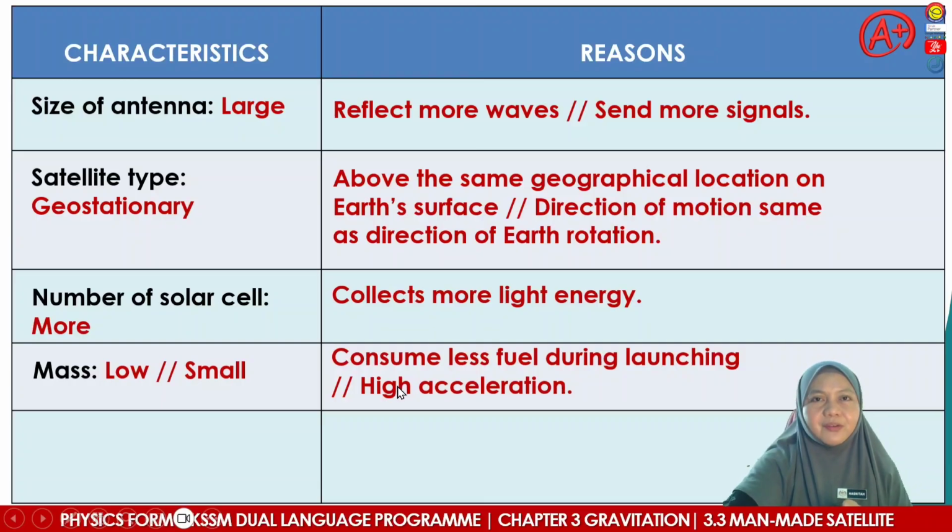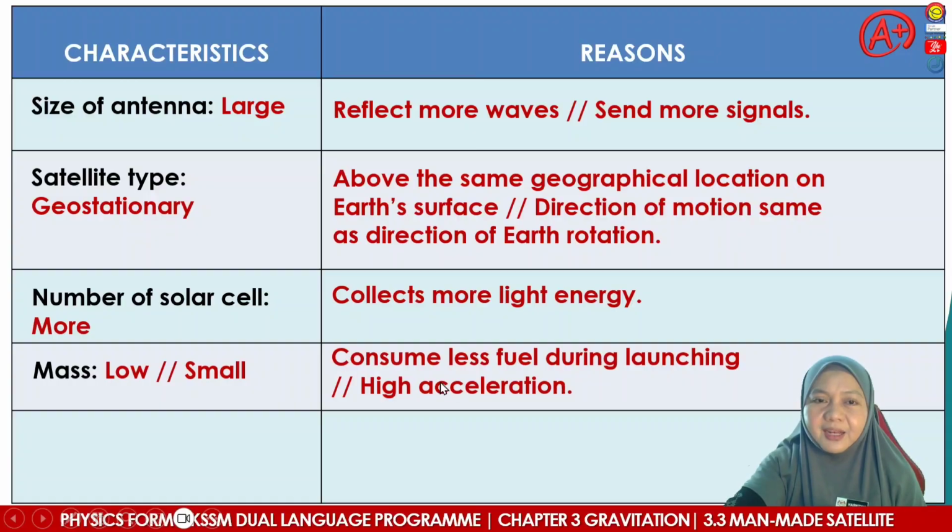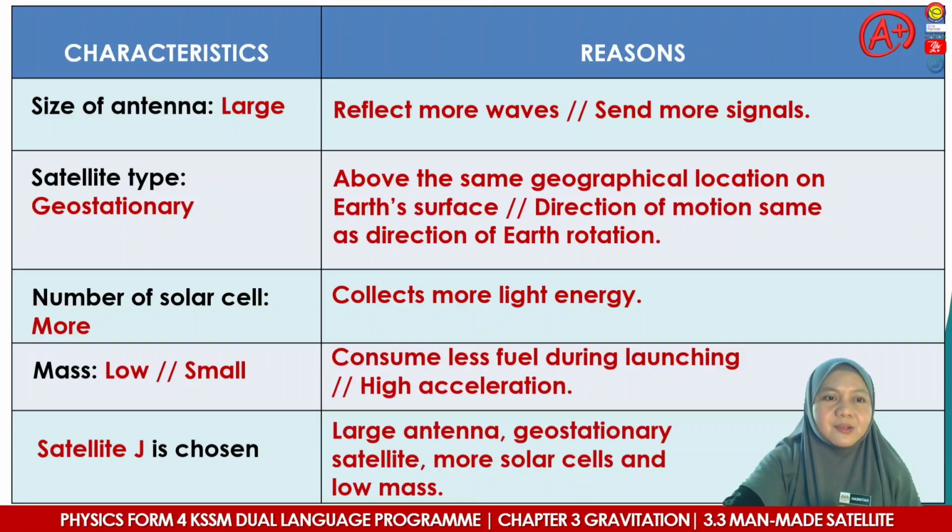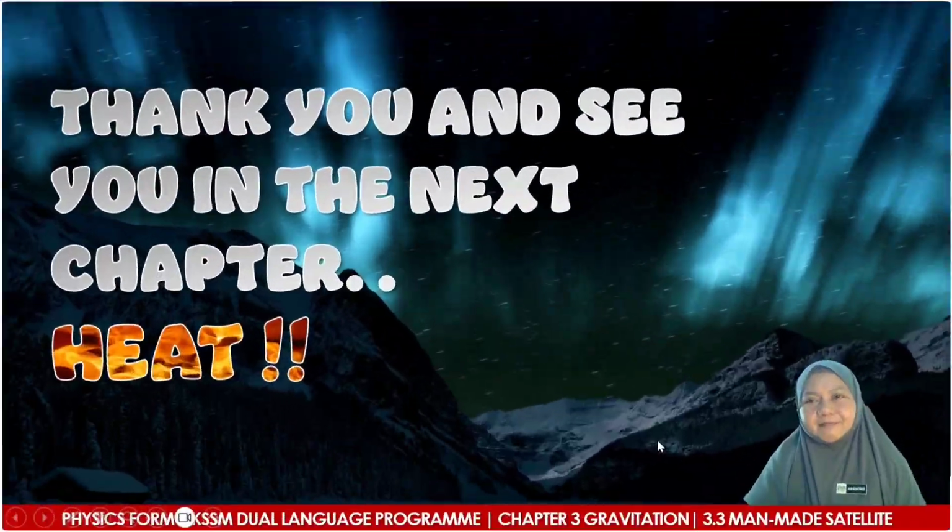So it will have a high acceleration. This is from Newton's second law of motion formula. When the mass is small or low, the acceleration will be higher. Other than that, you can write, so it consumes less fuel during launching. So by this, we choose satellite J. Why? Because it has a large antenna, it is a geostationary satellite, it has more solar cells and low mass.